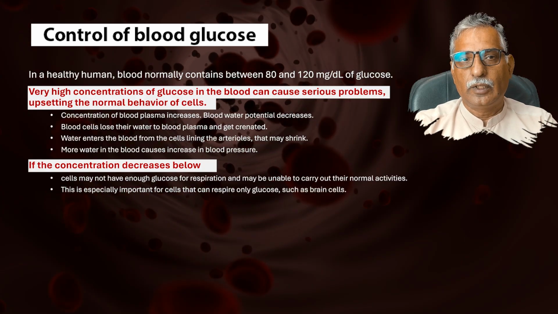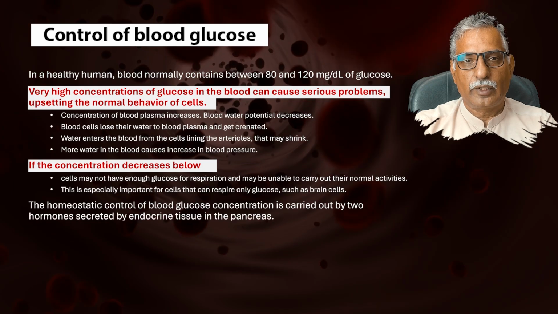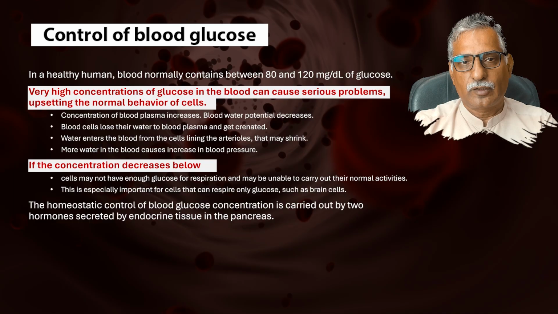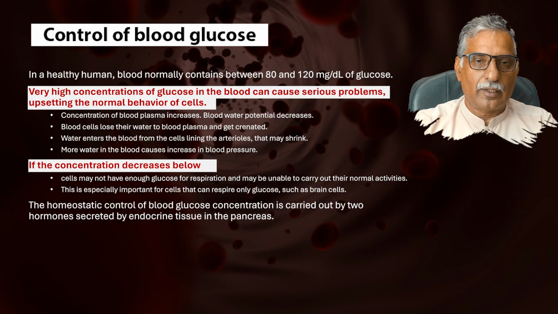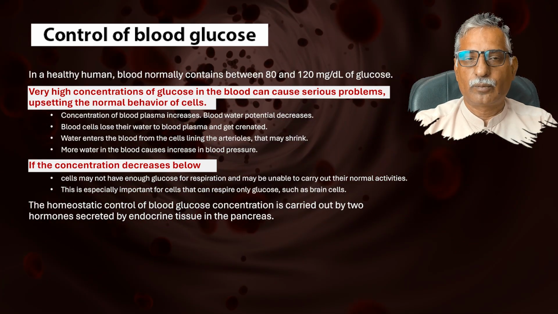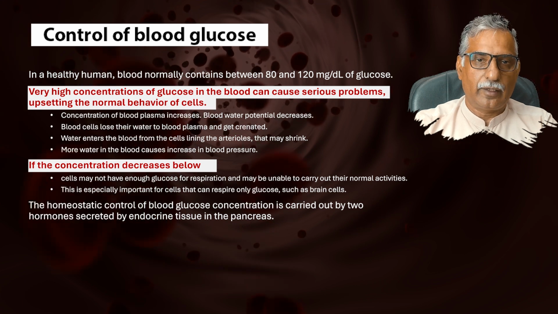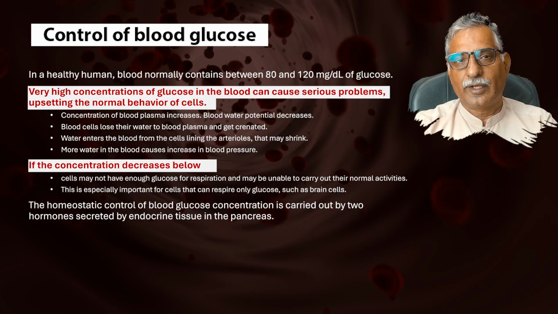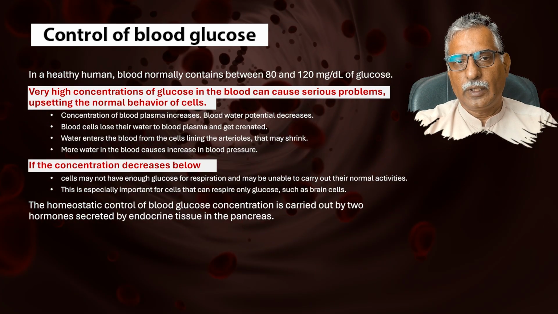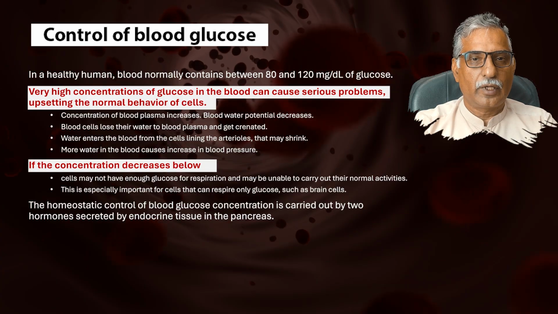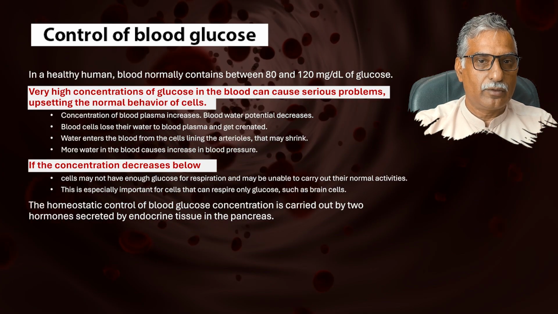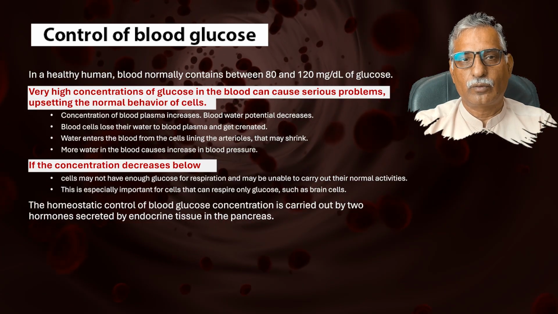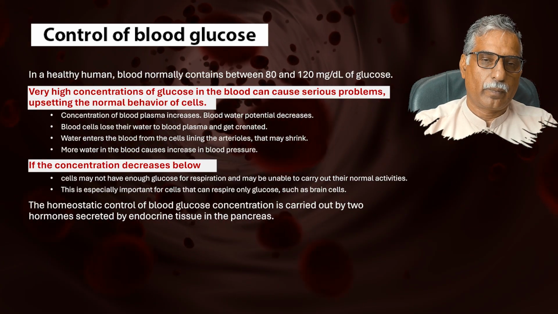But remember, there is a homeostatic control in our body, and that homeostatic control is maintained by the pancreas. The pancreas in our body serves as a gland, both an endocrine gland and an exocrine gland. The exocrine gland function we are not going to discuss here, but the endocrine gland function we are going to discuss because it is concerned with the homeostatic control of blood glucose.